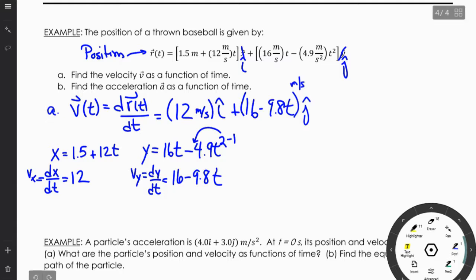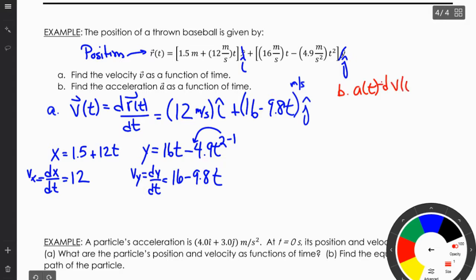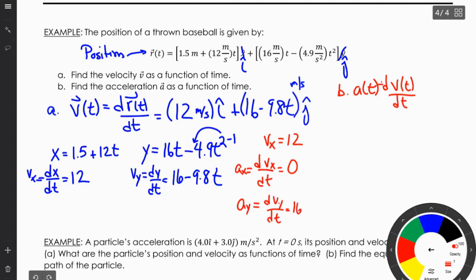Okay, now part B says, what is the acceleration vector? So you remember a(t) is the derivative of v(t). And so just like I did here, I'm going to take the derivative of each part. So vx is 12, and the derivative of a constant is 0, so we have no acceleration in the x direction. So that's my ax. So ay is going to be dvy/dt, which means I'm going to take the derivative of 16 minus 9.8t. The derivative of a constant is 0. The derivative of a line is just the constant.